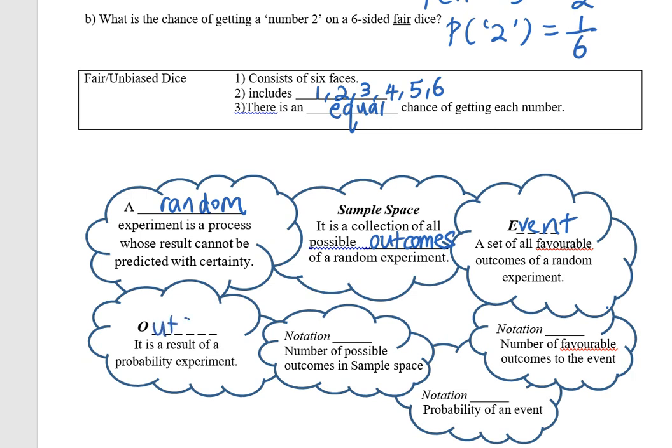Outcome is a result of a probability experiment. Now, the notation n represents the number of possible outcomes in the sample space. So S represents the sample space and n represents the number of possible outcomes. Now, the notation n again here represents the number, and E represents the favorable outcomes. And we use the notation P to represent the probability of an event.